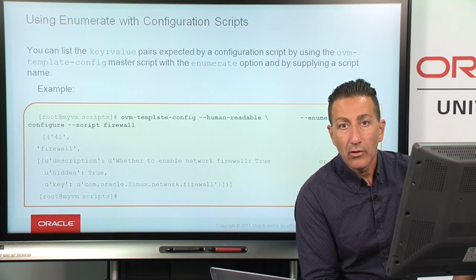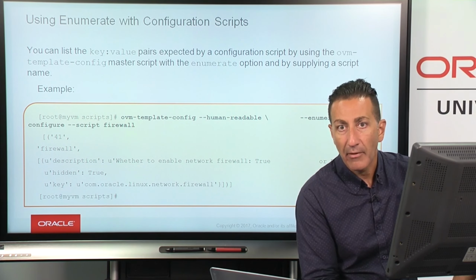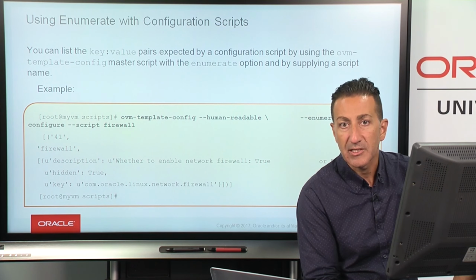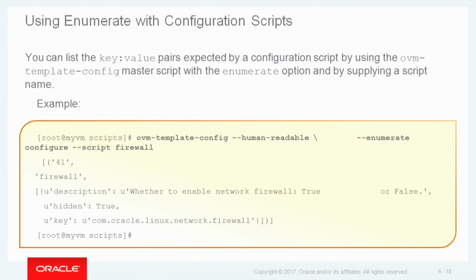Also, for example, to know which different values a configuration script should take for these targets when you are configuring or cleaning up, and which is the current value that it takes, you have the enumerate option. So you can list the key value pairs expected by a configuration script by using the ovm-template-config master script with this enumerate option by supplying a script name. So in this example, we use the ovm-template-config master script.